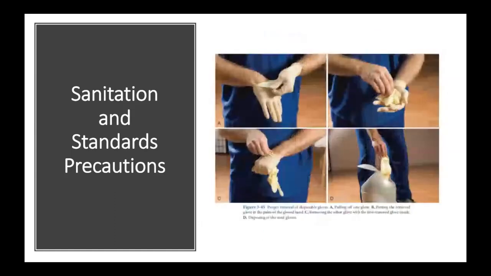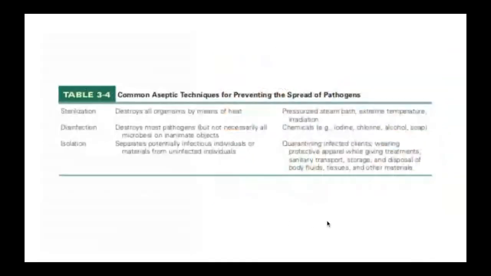And then these are the standard precautions. So for you guys taking that class, you know that you have to do that glove taking off example. So this is the proper removal of disposable gloves. All right, by pulling off one glove, putting the removed glove in the palm of the gloved hand, removing the other hand, and then first remove the glove inside, disposing of the used glove.